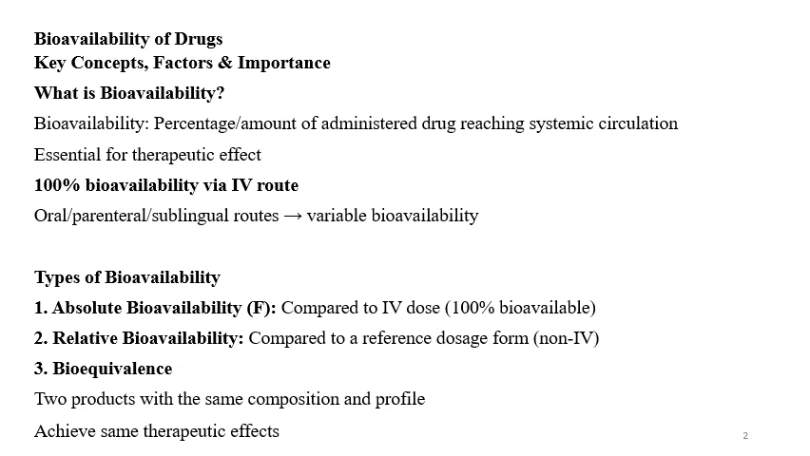Types of bioavailability: there are basically two types, absolute and relative. Absolute bioavailability is denoted by F, and it is compared to the IV dose, which is 100% available. Relative bioavailability is compared to a reference dosage form, that is, a non-IV form.